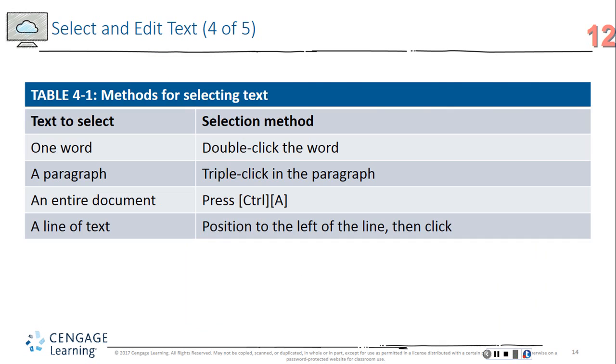Table 4.1 gives you methods for selecting text. Looks like there's 4 of them here. If you want to select one word, you can do that by double-clicking that word. To select an entire paragraph, you can triple-click in the paragraph. It'll select the entire paragraph. An entire document, you can simply hold down the Control key and press A at the same time. That's Control A, or Select All, is what that's referred to. That'll select all the text in the document. And then the last one is one we just talked about, a line of text. Position to the left of the line in the selection area and then click.